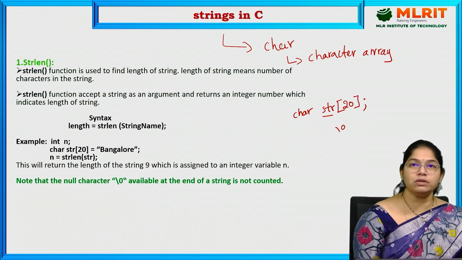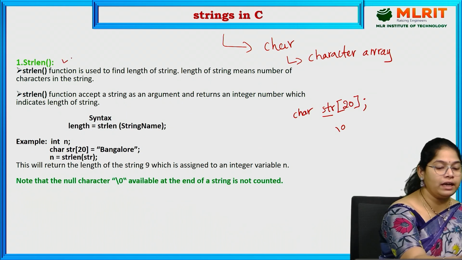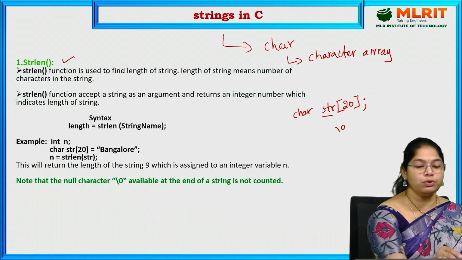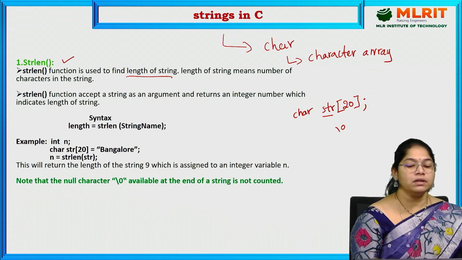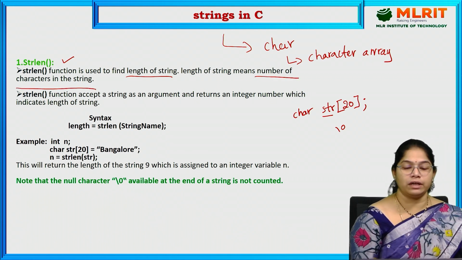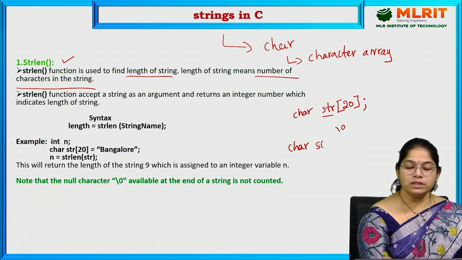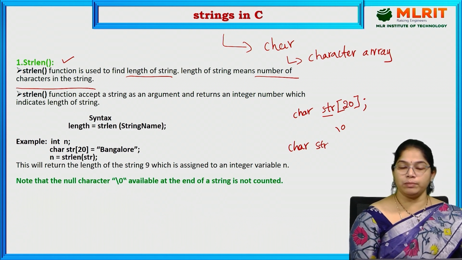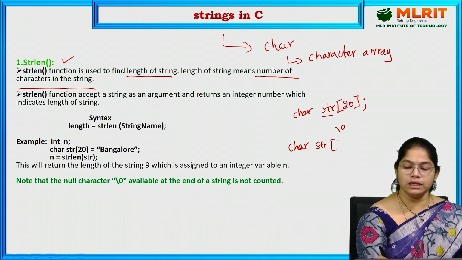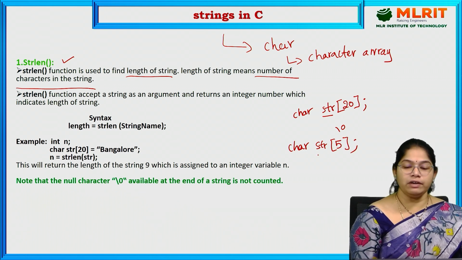In today's session, we will go with the string handling functions. The first one is strlen. This function is used to find the length of the string. Length of the string means the number of characters in the string. Suppose the data type is char and the string name is str. Here I am considering the size of the string as 5, which means this string can hold 5 characters including the null character.